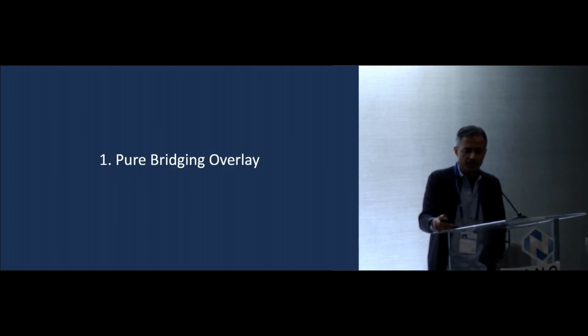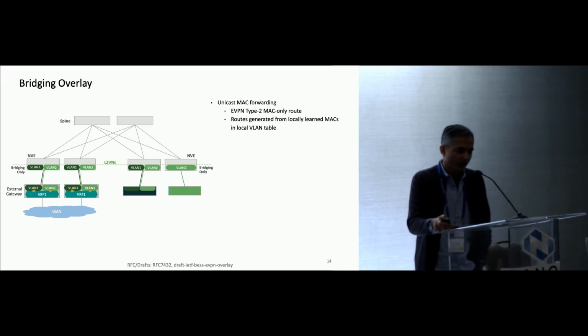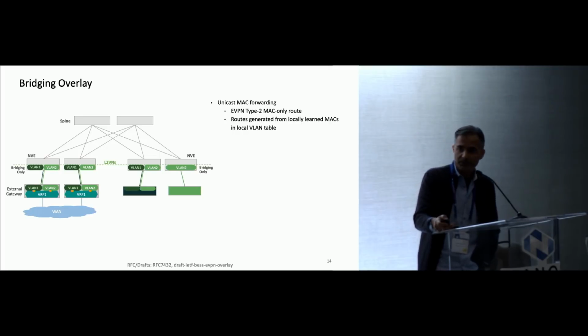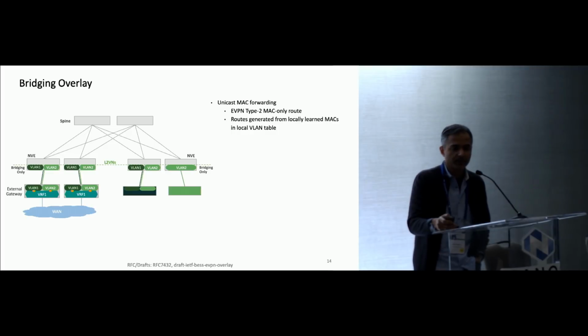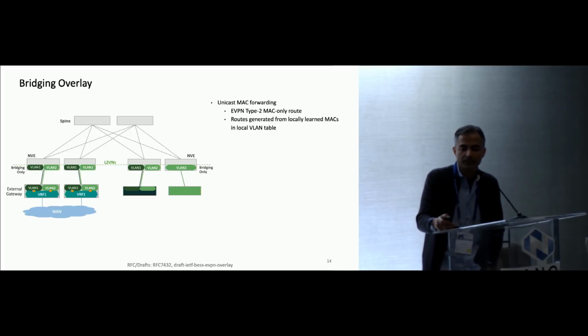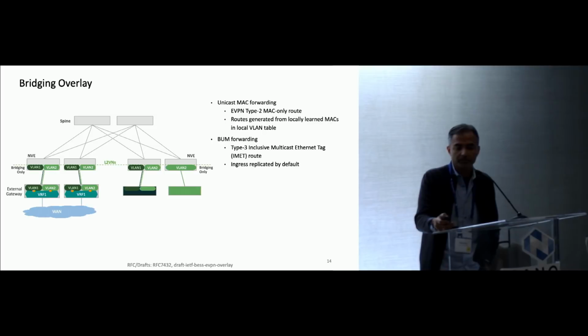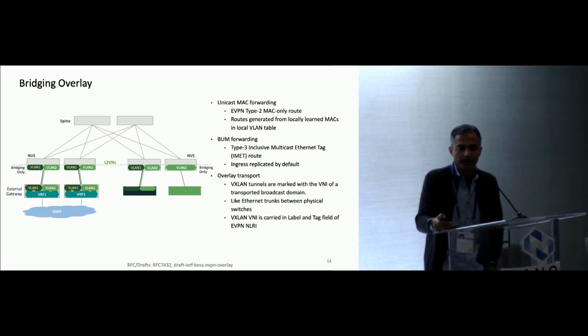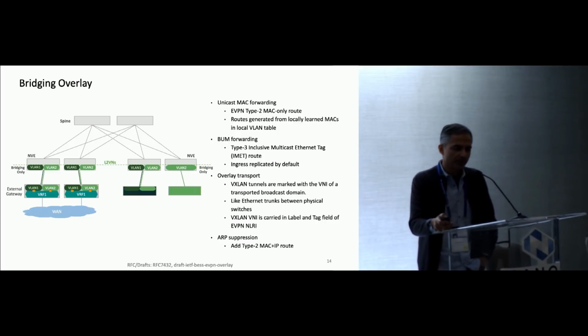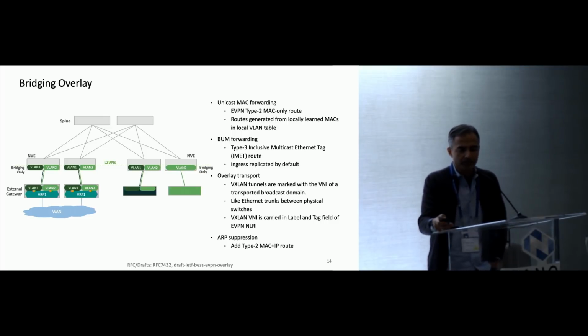The first one is pure bridging. It's very basic. We're only using here the layer 2 route types that we spoke of in our earlier slide. And for this one, we're using the type 2 MAC-only route, and the type 3 route for inclusive multicast replication, which is basically for broadcast. And then obviously the VXLAN, as we spoke. This is just the basic building blocks, so we're going to build on this in the next 2 overlay models.